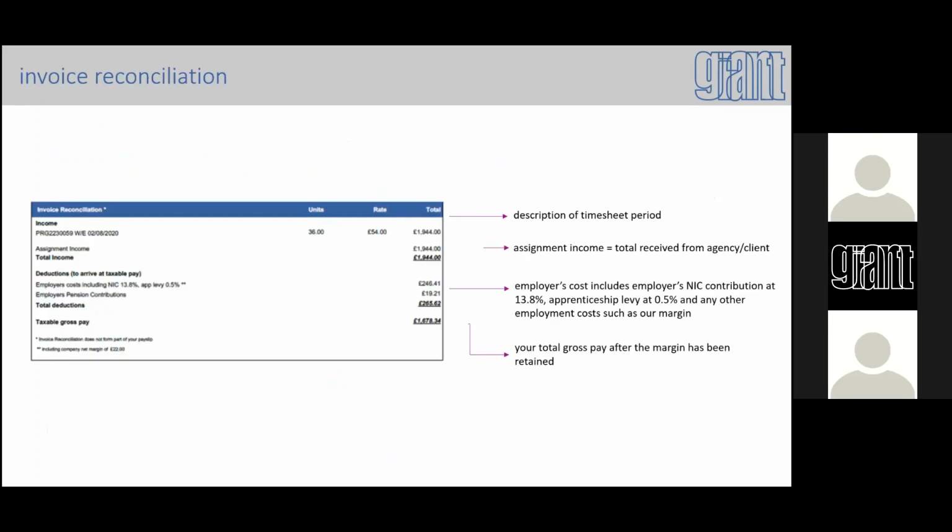Here is a concentrated look at the invoice reconciliation. Firstly, you are presented with the week ending date being processed along with the rate paid and the total value received. This is called the assignment income.